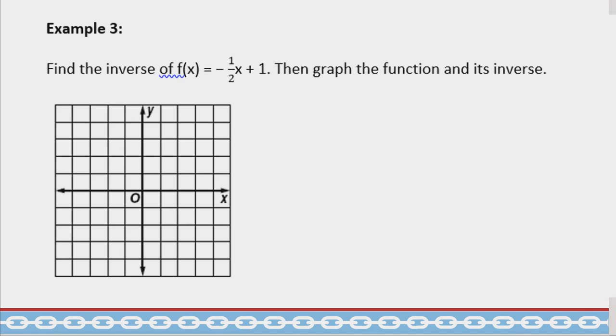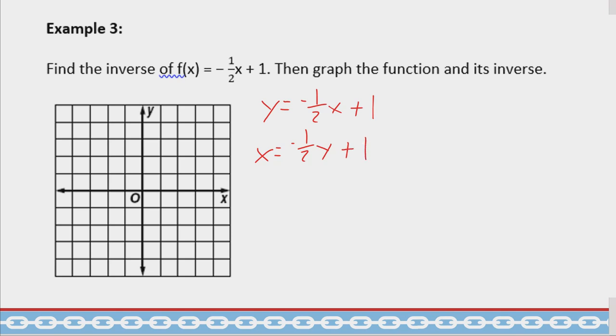So we are asked to find the inverse of this function, f of x equals negative 1/2 x plus 1. Okay, that's our first task, and we're going to be asked to graph them both. So step 1, rewrite it as y equals. So instead of f of x, I'm going to say y equals negative 1/2 x plus 1. Then I am going to switch x and y. X equals negative 1/2 y plus 1.